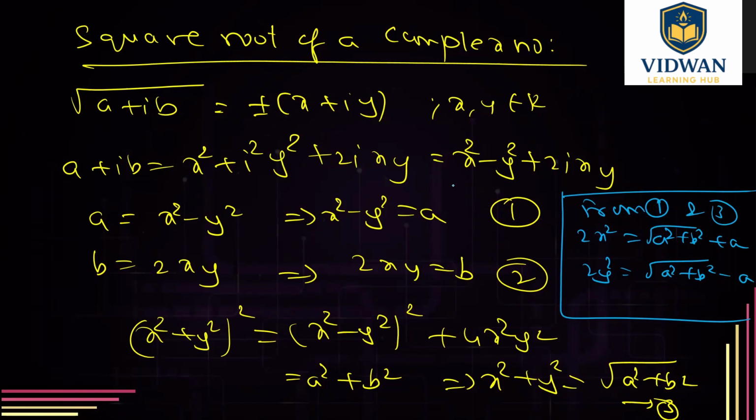I'll leave the simplification part to you. You can find x and y, you'll get a root, put it here. And if there is a minus ib in between, you'll put a minus sign. So that's how you find the square root of a complex number.